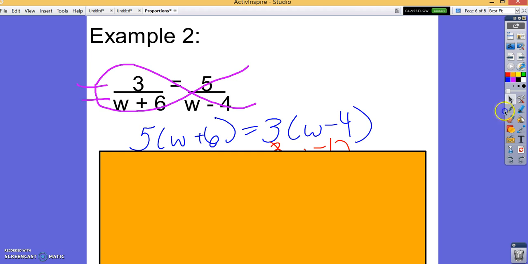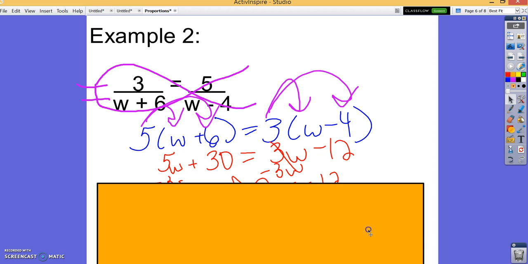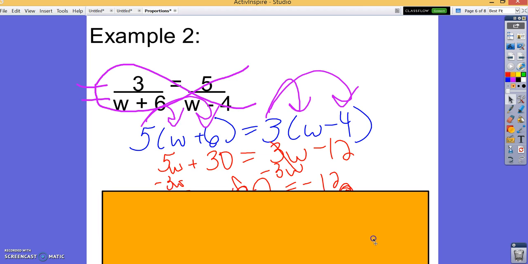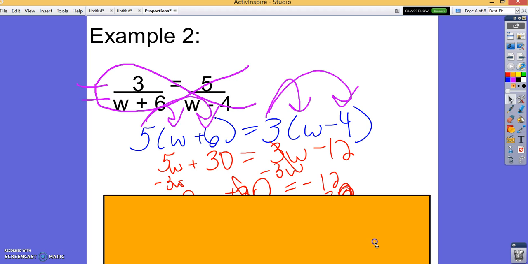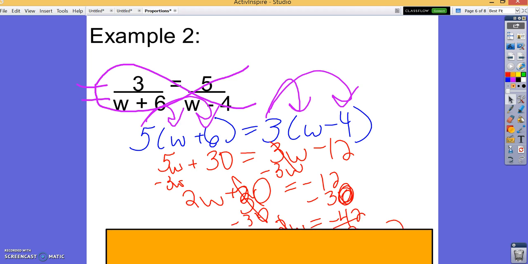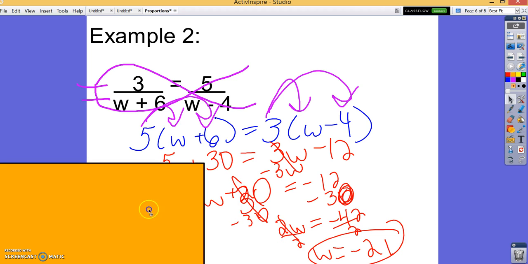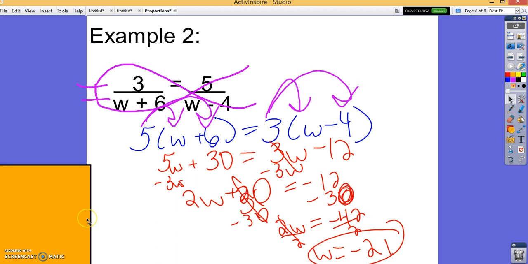You have to distribute your 5 and distribute your 3, and then it's a regular multi-step equation. Okay, we would distribute, get all of your w's onto the same side. It doesn't matter which way you move it. Subtract 30, and then you would get your final answer, w equals negative 21. Now, if you had moved the 5w onto the other side, you would get the same answer, but remembering that it's okay if you had negative 21 equals w. It just depends on how you had set up your proportion.